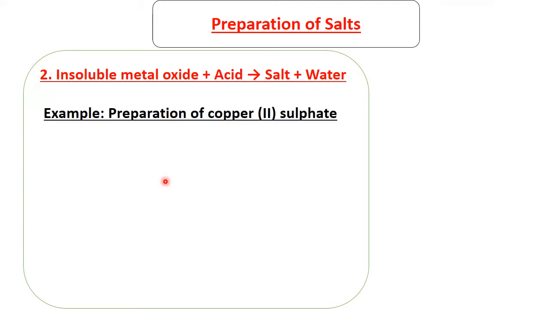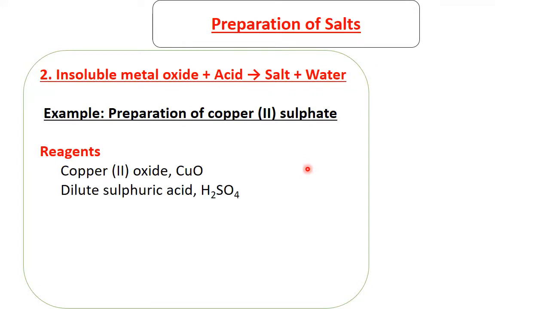So for example, how do we prepare copper(II) sulfate? We need something that's going to give us copper, but it should not be soluble. It should be an insoluble metal oxide, like copper(II) oxide. Then of course, we need something that has sulfate, like sulfuric acid. So the reagents are copper(II) oxide and sulfuric acid. Of course, dilute, not concentrated.